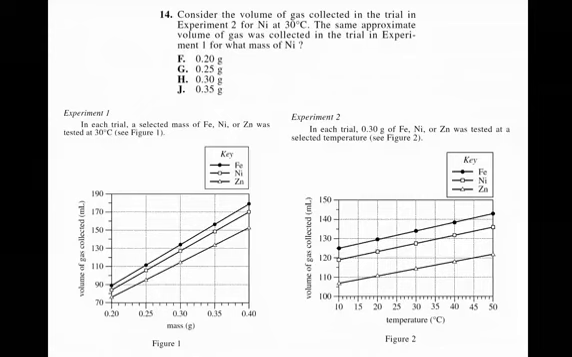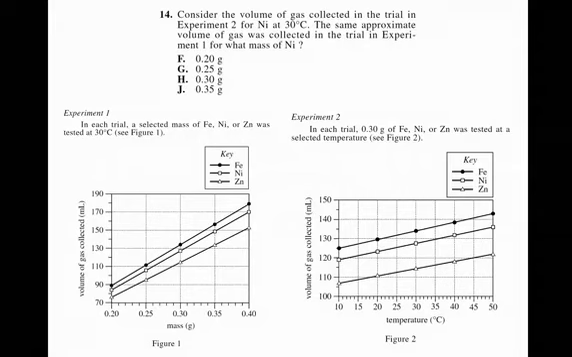Okay, consider the volume of gas collected in the trial and experiment 2 for Ni at 30 degrees Celsius. The same appropriate volume of gas was collected in the trial and experiment 1 for what mass of Ni? Now, don't be discouraged the first time you come to a question. It sort of sounds like a foreign language. Maybe you don't understand much of what's going on yet. That's fine. You're going to break it into pieces and go find the information you need.